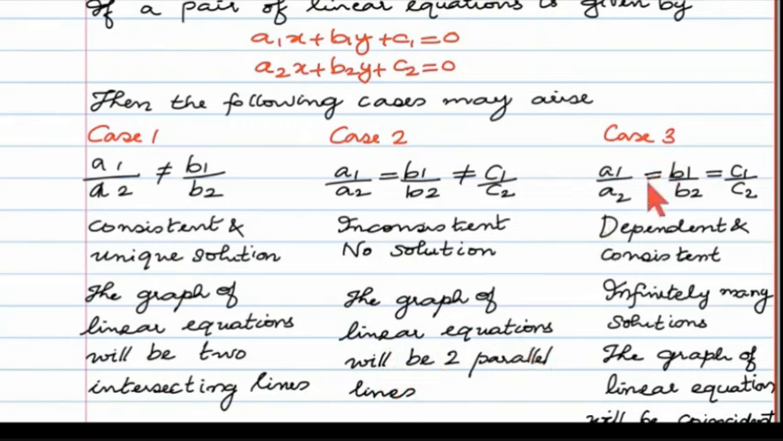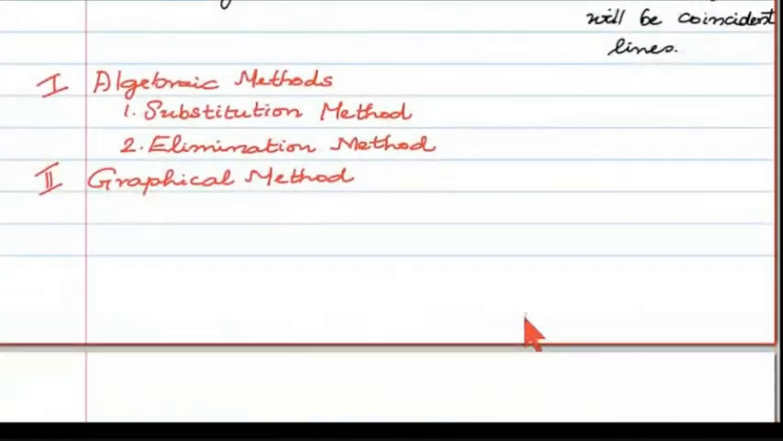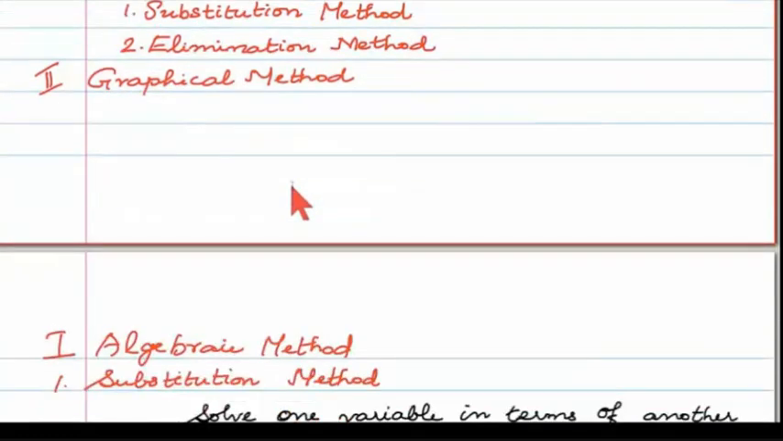And case 3, a1 divided by a2 equal to b1 divided by b2 equal to c1 divided by c2. So this is a dependent system of equations and it is consistent. So we will get infinitely many solutions and the graph of the linear equations will be coincident lines. Different methods to solve linear equations. First one is algebraic methods. There are two different methods, substitution method and elimination method. And the second one is the graphical method.